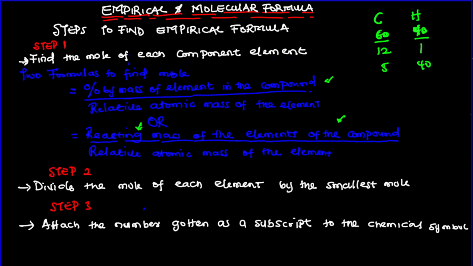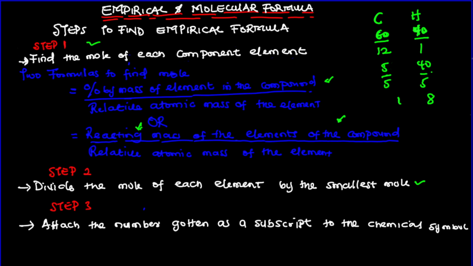So the next step is to divide the mole of each element by the smallest mole. The smallest mole here is what? 5. So you divide both sides by 5. So this is 1/8, right? That's the second step. I've done this.